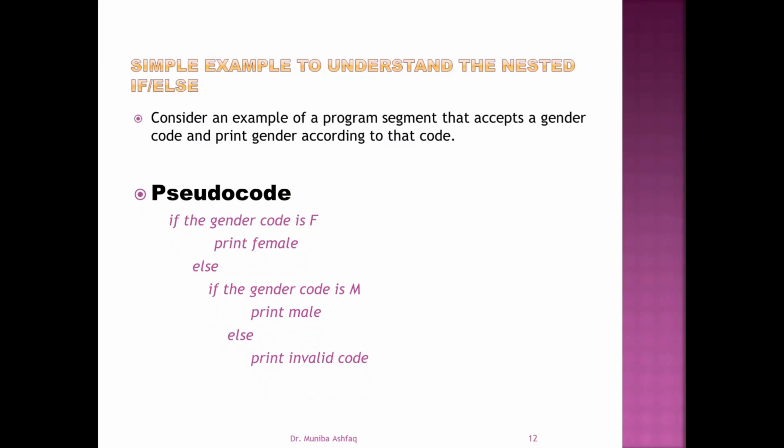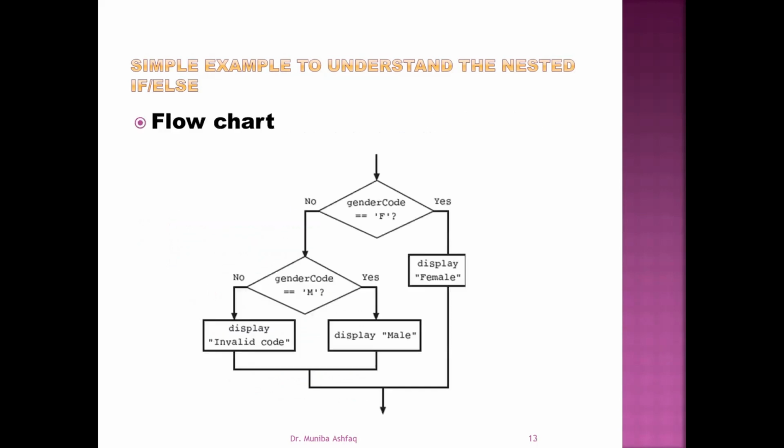Else, print invalid code. So two codes are important. If the entered code is F, it means that you have to print female. If the entered code is M, you have to print male. If it is other than F and M, it means that it is an invalid code.